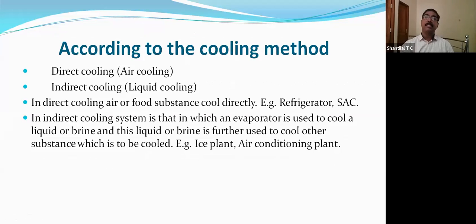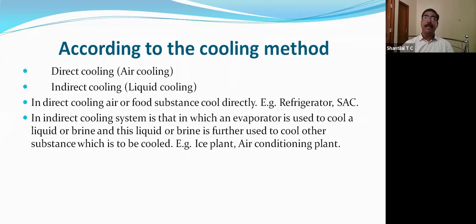Direct cooling means the evaporator coil cools the air or food substance directly by absorbing latent heat. That is known as direct cooling. Example, our refrigerator. The refrigerator is an example of direct cooling, and the evaporator of a split air conditioner is also an example of direct cooling. It directly absorbs heat from air or food substance. That is known as direct cooling.